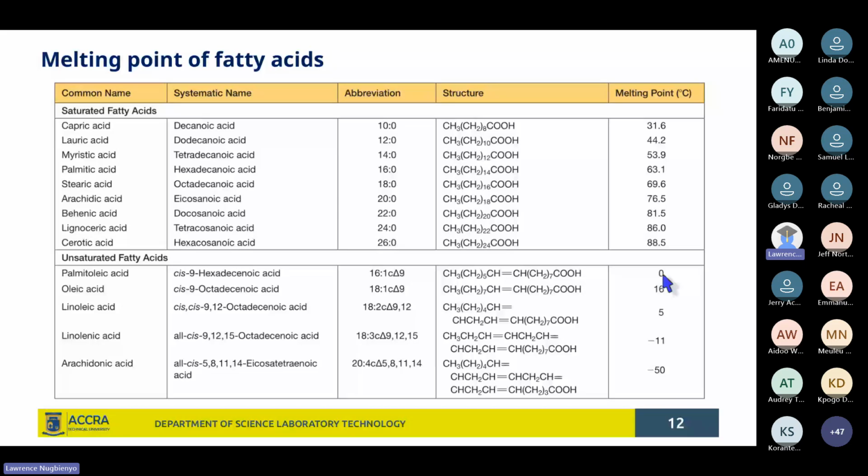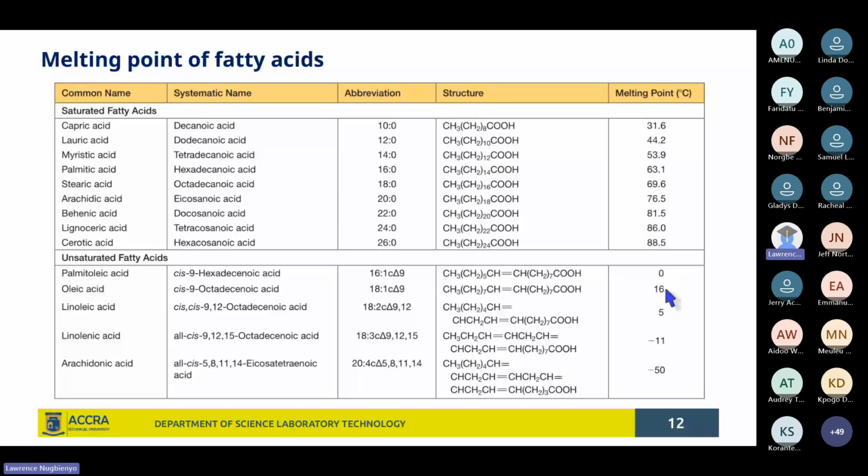Melting point increases because, as you can see, the number of double bonds is the same, 1, in both of them. But there is an increase in the number of carbons. So just like we were looking at the saturated fatty acids, even when you take the unsaturated fatty acids, you see that the number of double bonds is constant in these two. It is the number of carbons that increases. And so you see that there is an increase in the melting point as well, from 0 to 16.